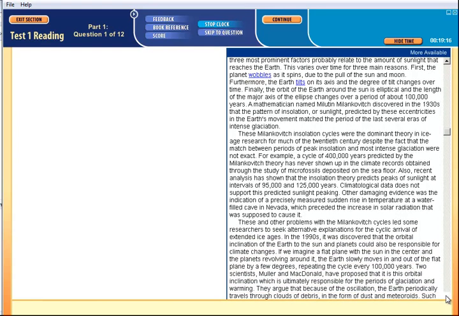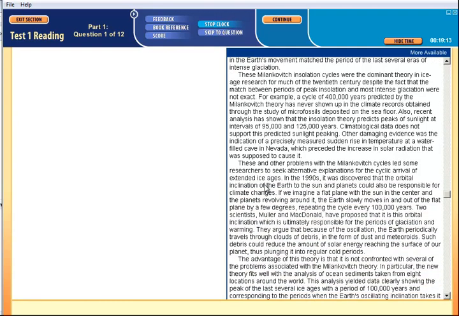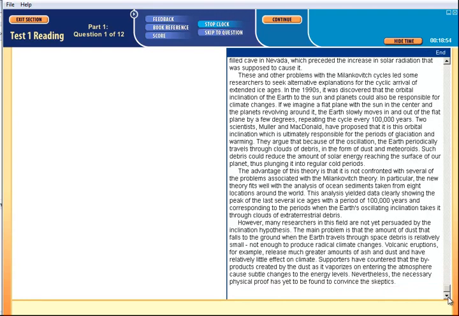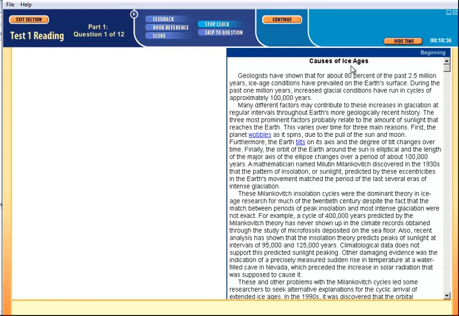Alright, so that means something replaced it. These and other problems led some researchers to seek alternative explanations. We've got alternative explanations. The advantage of this theory, so we've got a new theory, is that it's not confronted with some of the problems. And then, however, many researchers are not yet persuaded by the inclination hypothesis. So it seems that we've got two ideas, pros and cons for each one, all about the topic of ice ages. Let's do this.